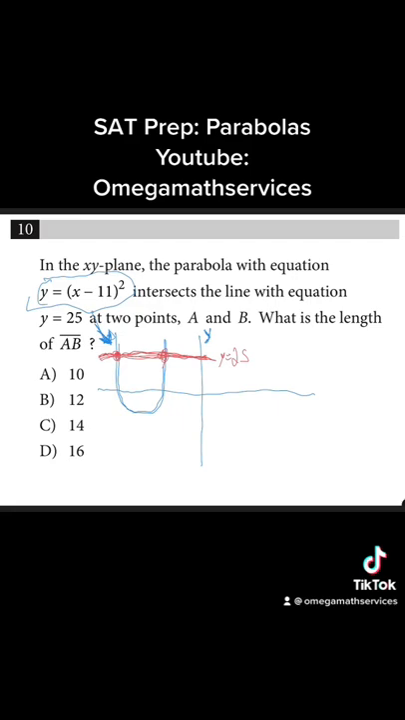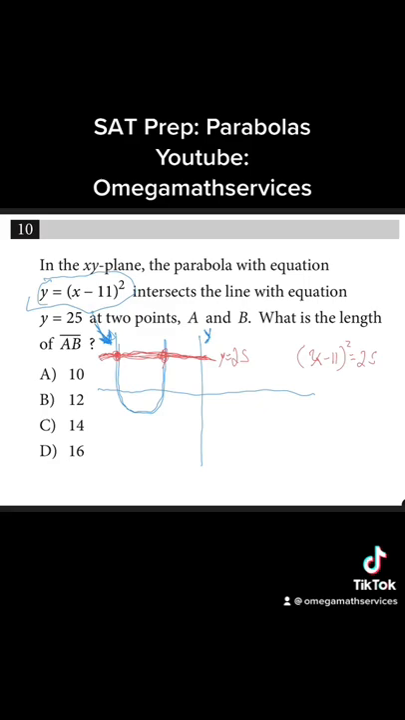And this is actually a pretty simple problem. What we're going to do is set these two equations equal to each other because we want to see where they intersect. So we're going to set them equal to each other. All right, so now that we set the equations equal to each other, we're going to solve for x.